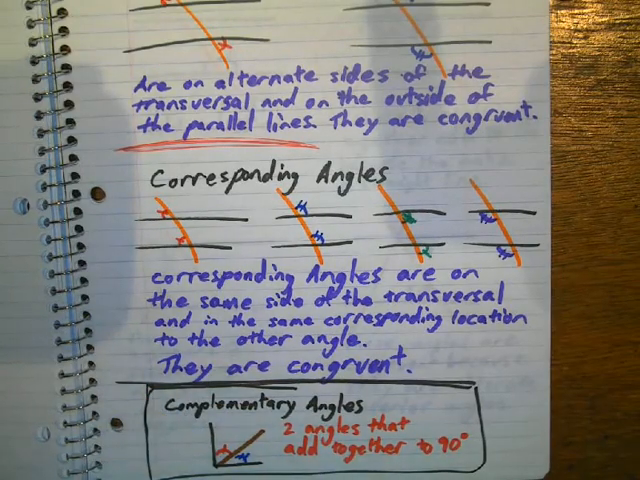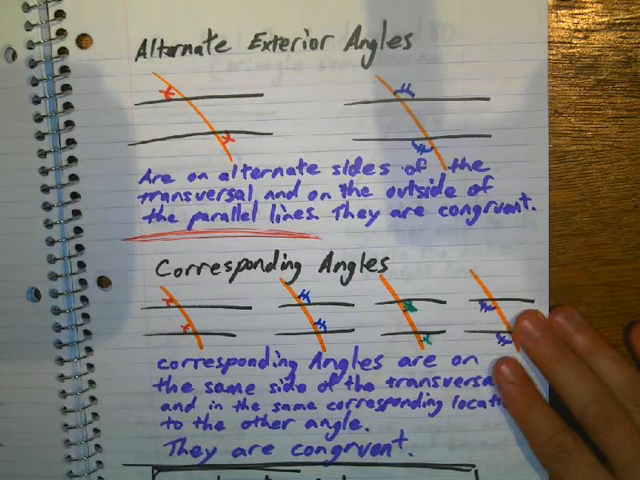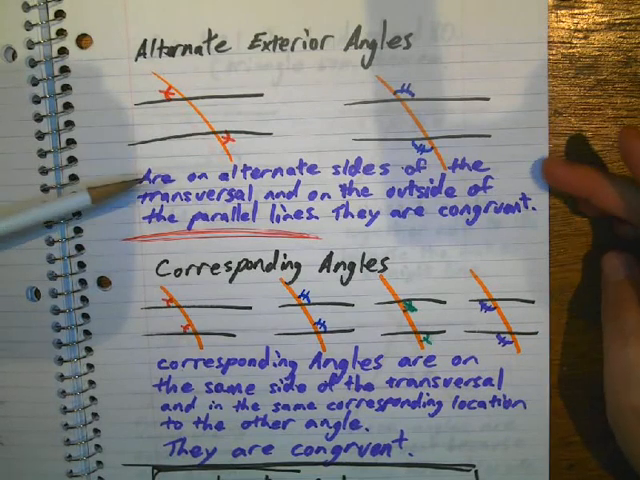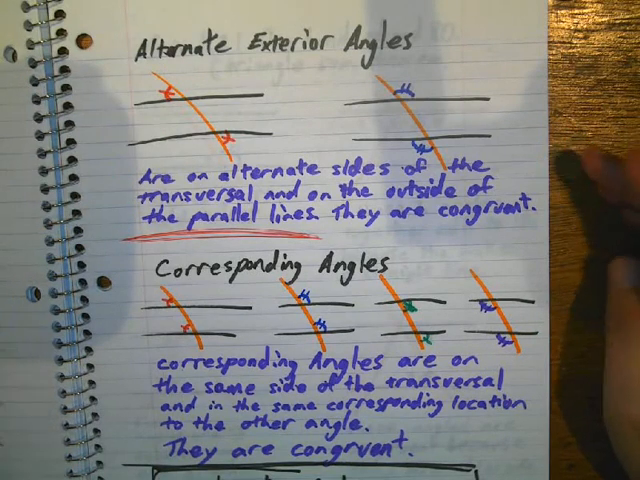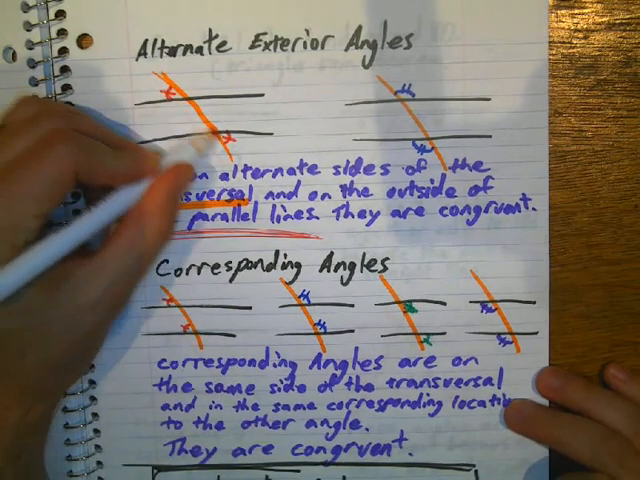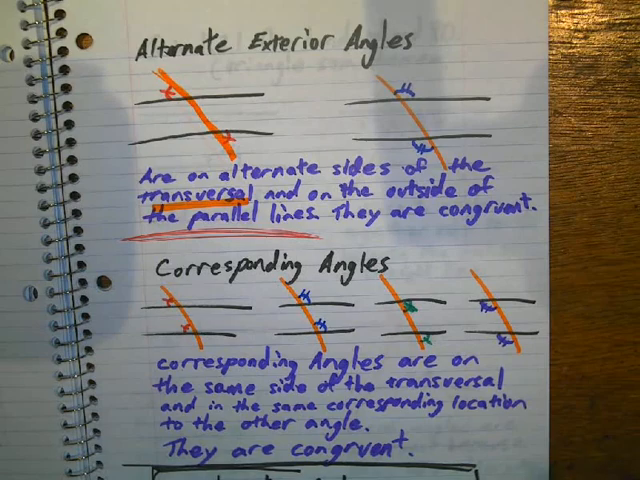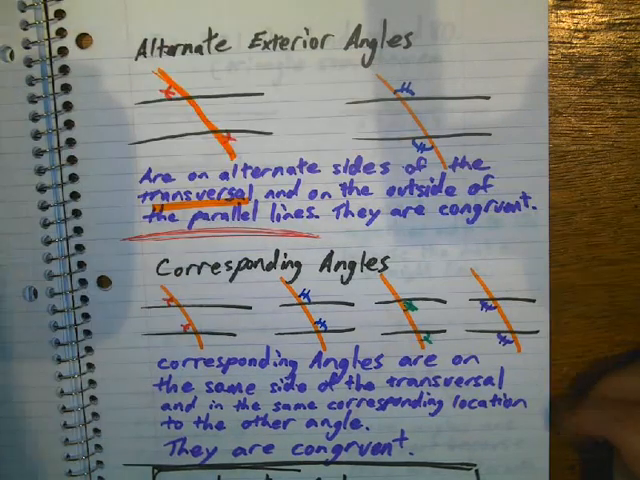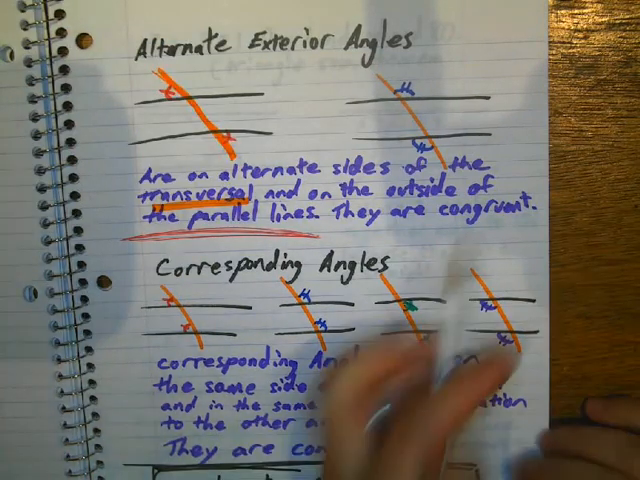Okay, now we're going to talk about alternate exterior angles. So they're on alternate sides of the transversal, which is the orange line, and they're on the outside of the parallel lines. And they're always going to be congruent.